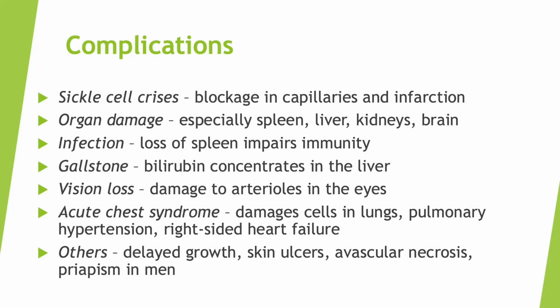Sickle cell disease leads to numerous serious complications. Sickle cell crises involve blockage in capillaries and infarction or tissue death. Organ damage occurs, infection risk increases, gallstones form, vision loss can occur, and acute chest syndrome damages cells in the lungs, leading to pulmonary hypertension. Other complications include delayed growth, skin ulcers, avascular necrosis, or bone death, and priapism in men.